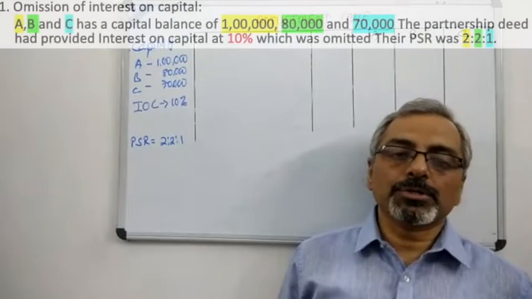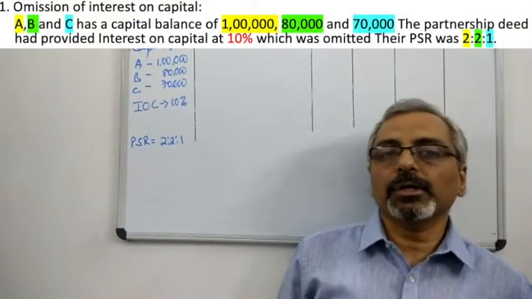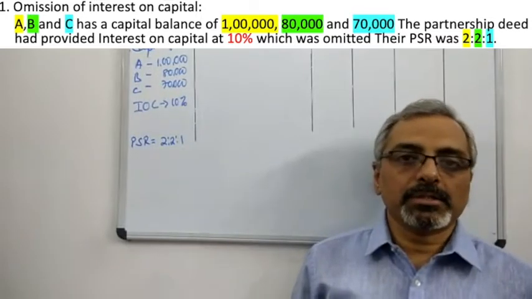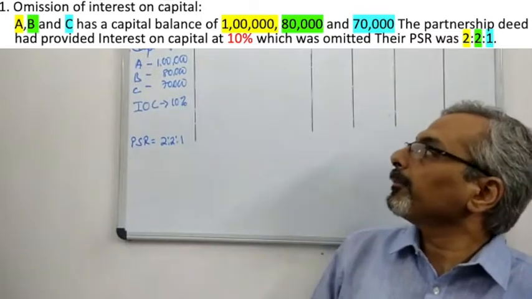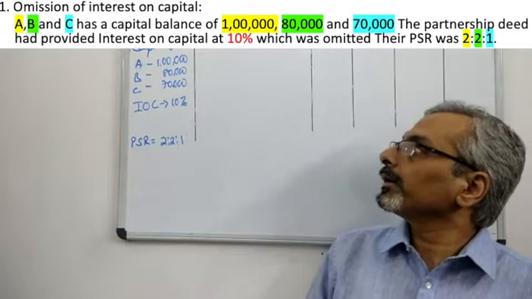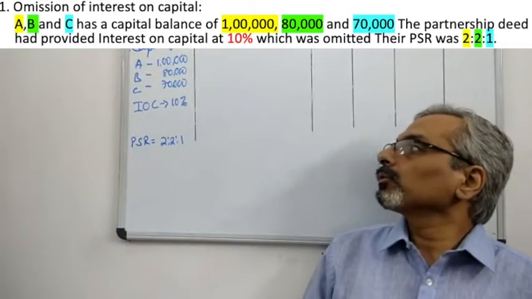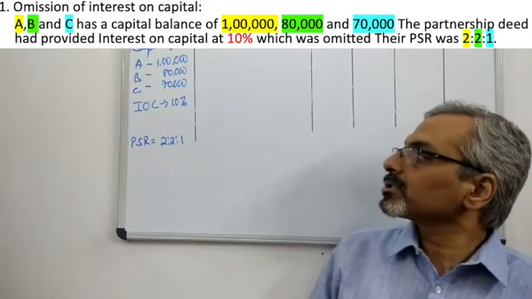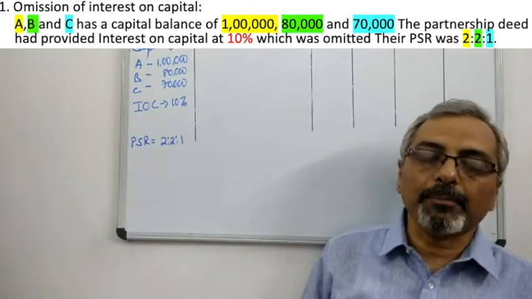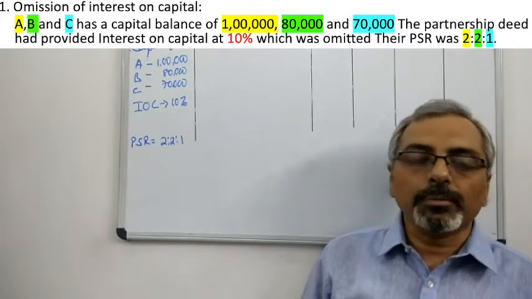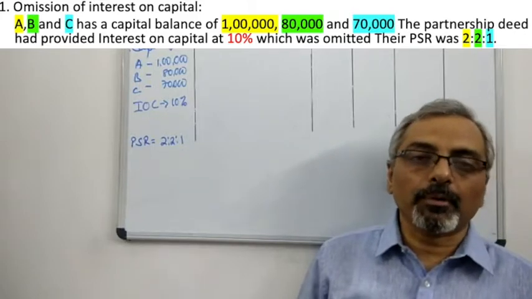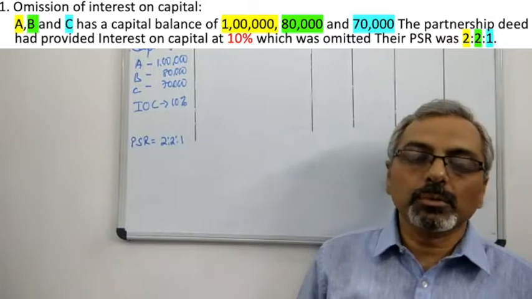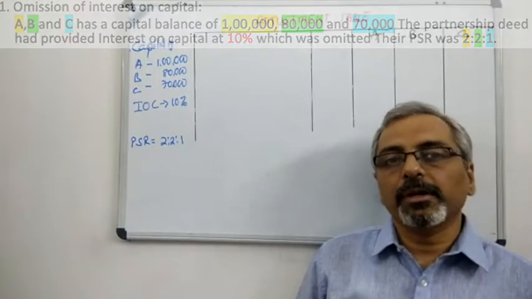After we have read the question, we have seen there are three cases, and in the first case the interest on capital has not been taken into consideration. The capital of the three partners has been provided as 1,80,000 and 70,000. The three partners are A, B and C, and the partnership deed has provided an interest on capital of 10%, which was not considered before distribution of the profit to the partners, and the profit sharing ratio is 2:2:1. Now let us see what adjustment entry will be done.